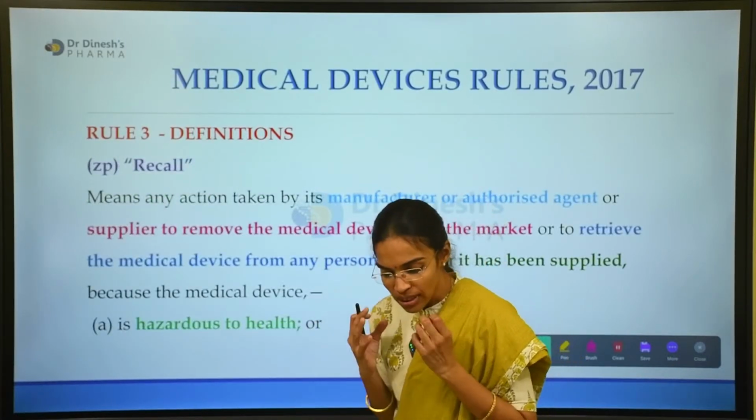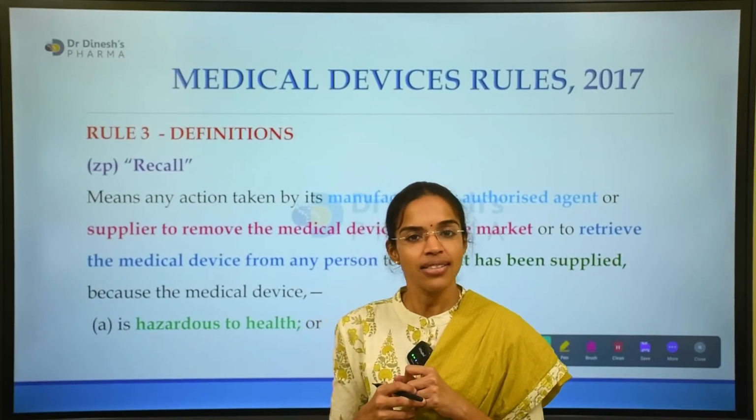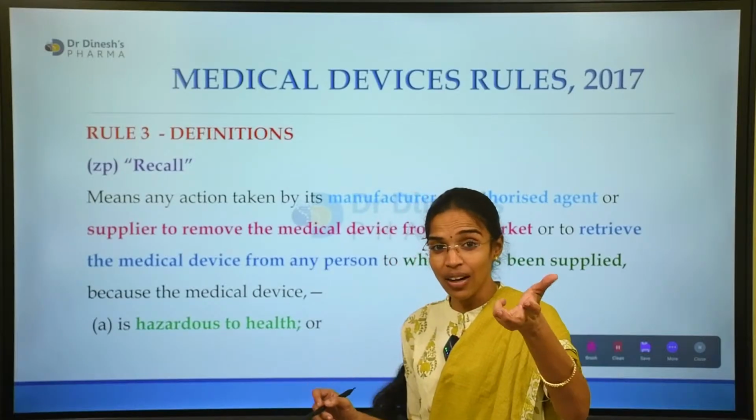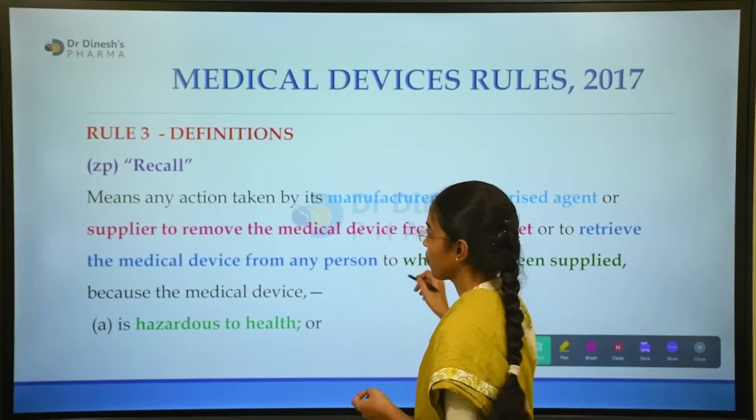Recall mostly happens after a PMS, that is post-marketing surveillance. These are all correlated, these are all interrelated. Just now we have discussed that.